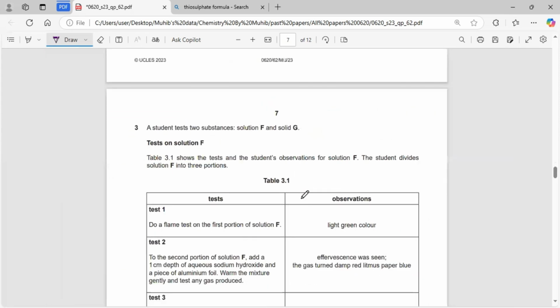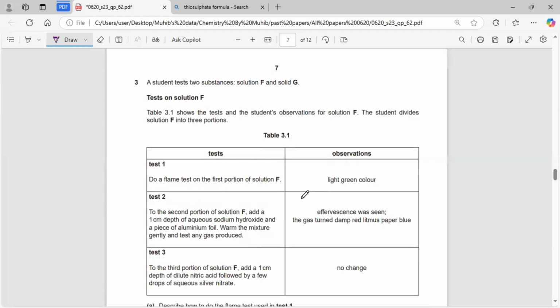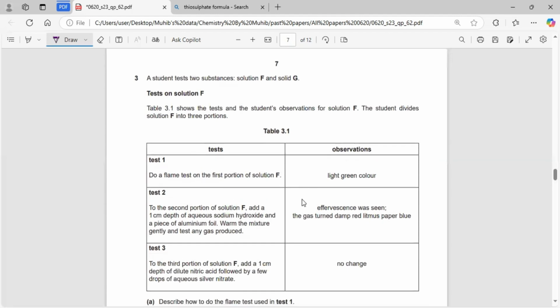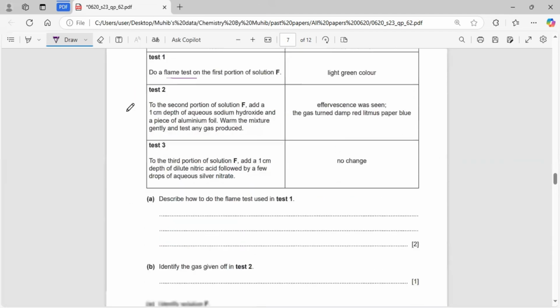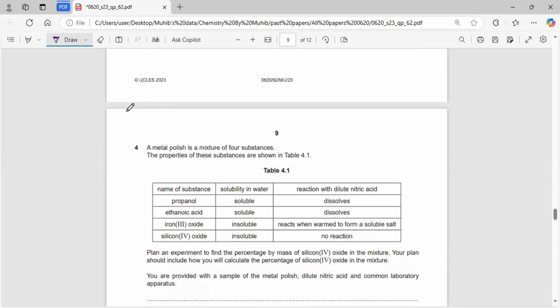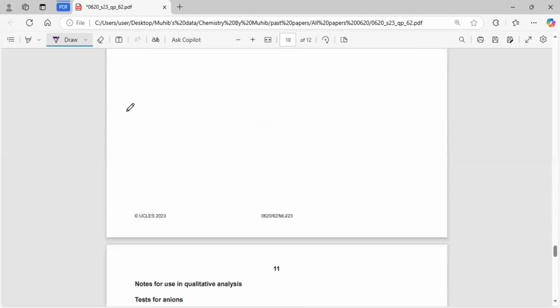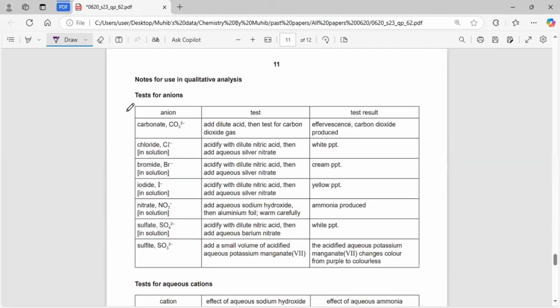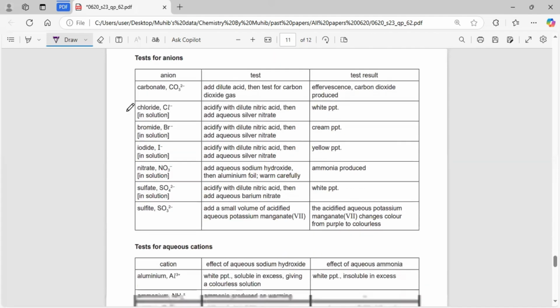This is very simple, the simplest one of ATP. Two solutions have been given, solution F and solid G. First of all, test on solution F. Test 1, do a flame test. Let me tell you first that we have been given these tables at the end of the paper: notes for use in qualitative analysis. You will be provided with these notes, right?